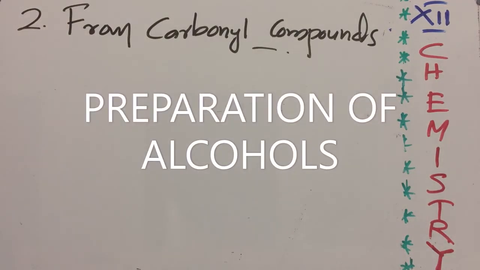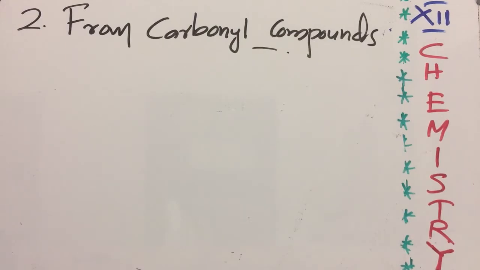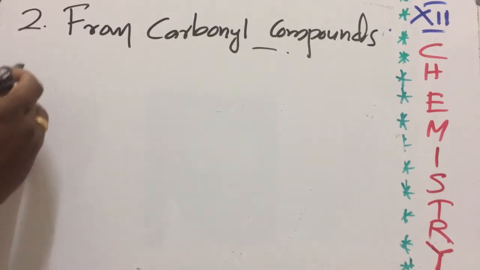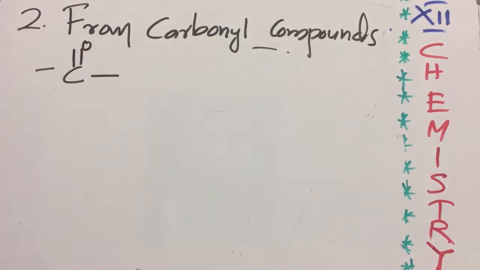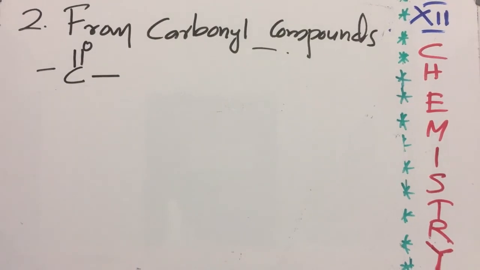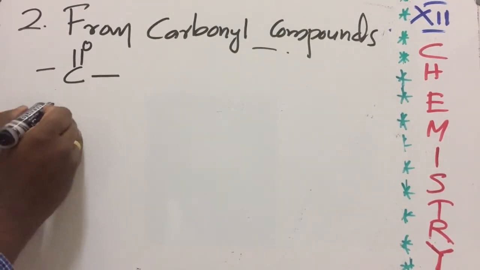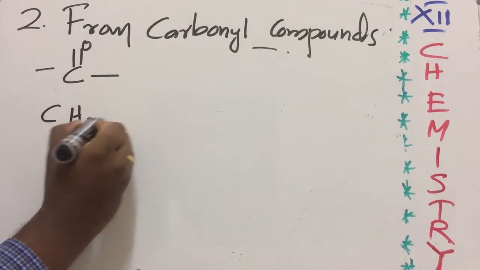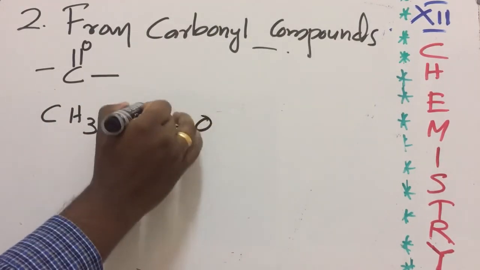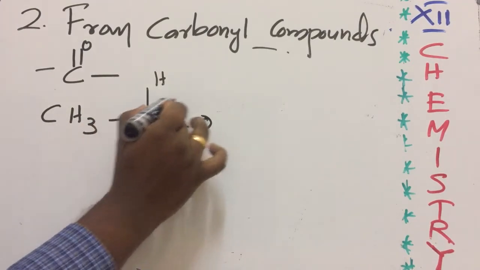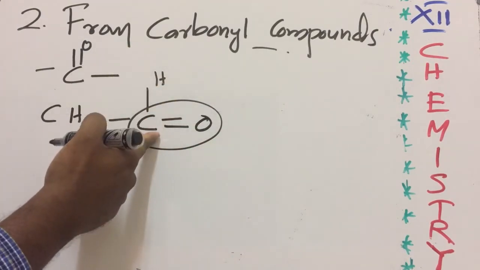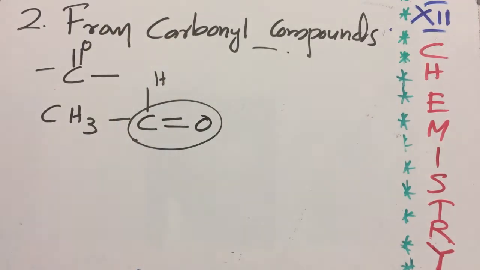The next method of preparation of alcohol is from carbonyl compounds. What are carbonyl compounds? Organic compounds containing the functional group C=O are called carbonyl compounds. Can you give an example of a carbonyl compound? Aldehyde, CH3CHO. This aldehyde is called ethanal. Here the functional group is C=O. So aldehyde is an example of a carbonyl compound.